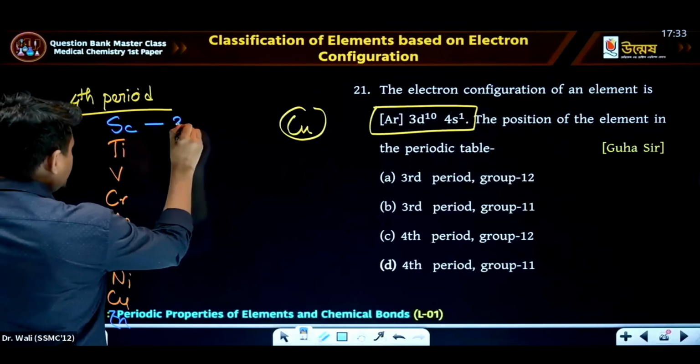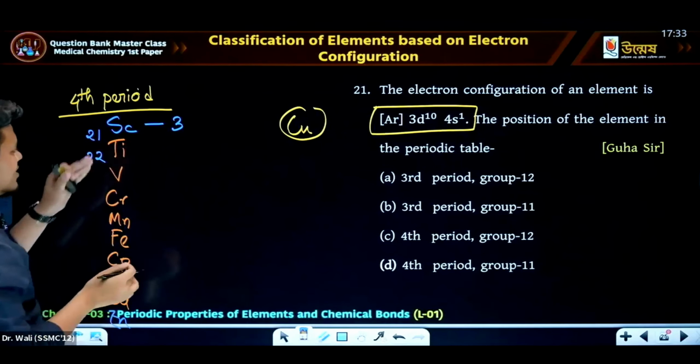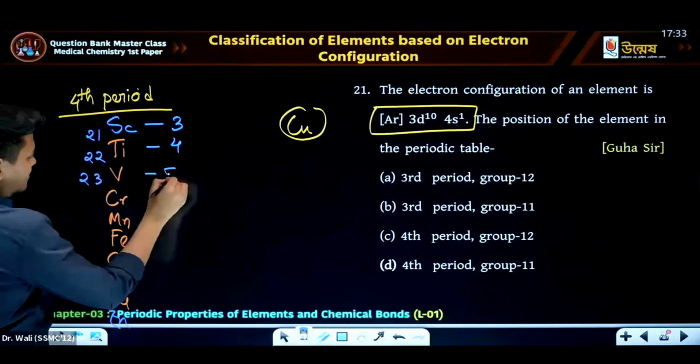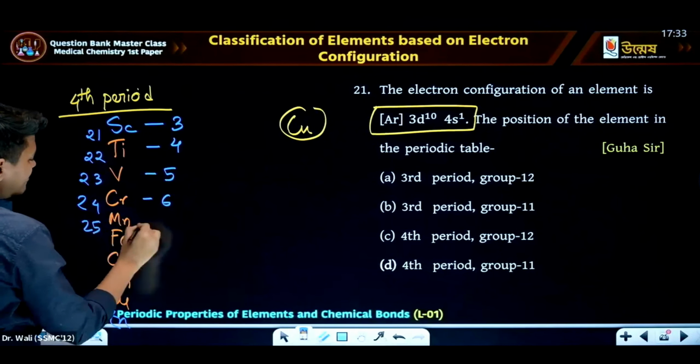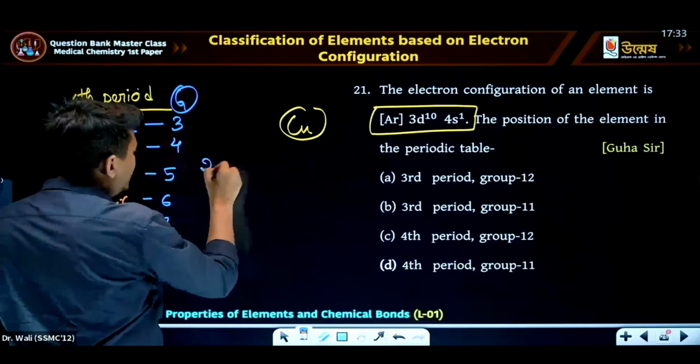And in the 4th period, D block starts with group 3. How can we remember that? Just look at the atomic number. If you add up the digits of the atomic number, you will get the group number. See, 23, 25, 24, 6, 25, 7, 26, 8. In this way, you can easily determine the group number for elements 21 to 29.